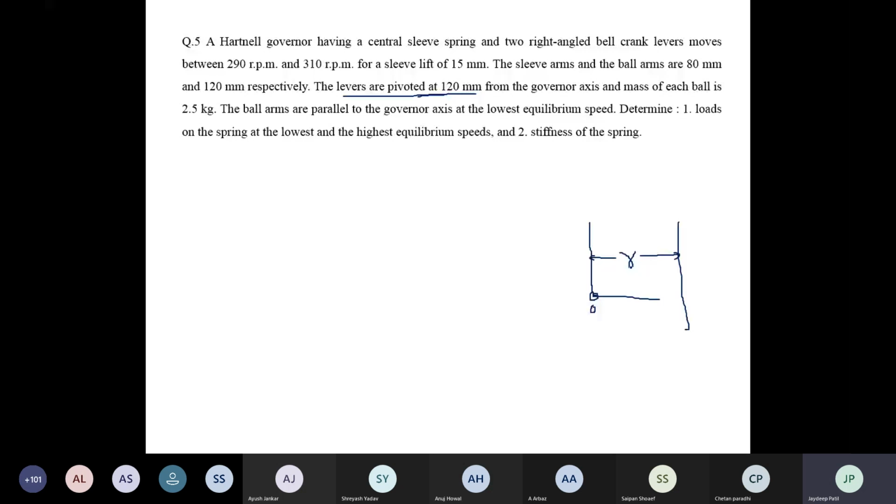Now what is the next sentence here? The ball arm are parallel to the governor axis at lowest equilibrium speed. Means what? Ball arm are parallel to the governor axis at the lowest equilibrium position. Means this is the position of lowest equilibrium. Means R is equal to R1 here. Am I right? Do you understand? समझ में आ रहा है कि नहीं आ रहा है? See these two sentences.